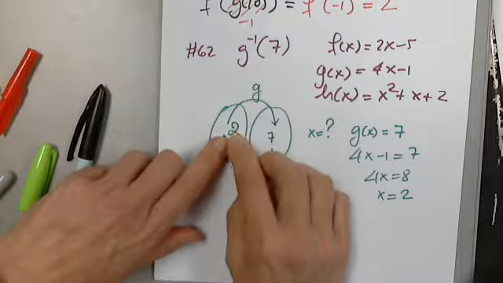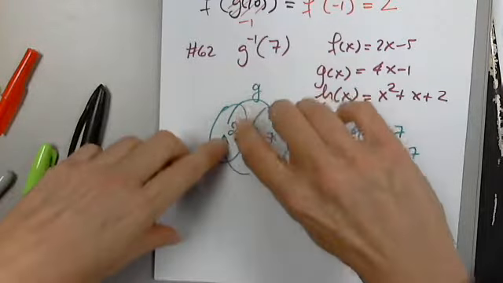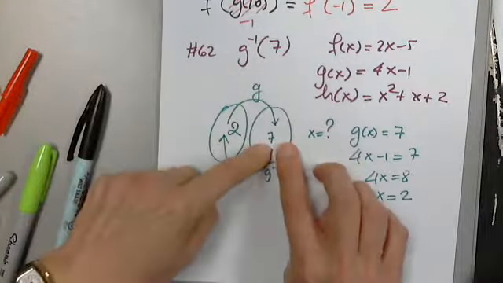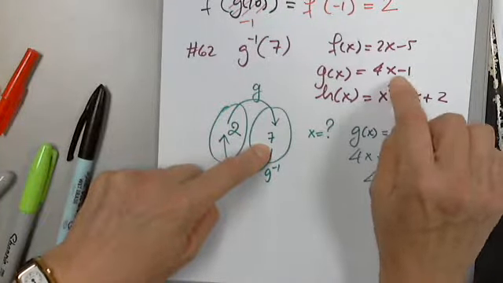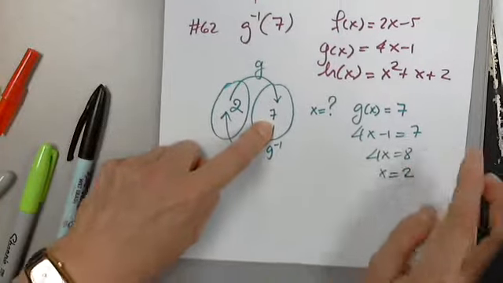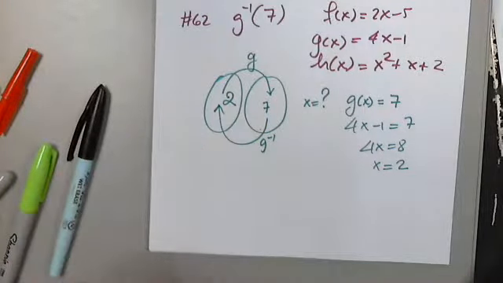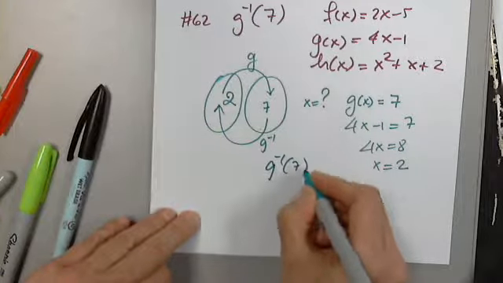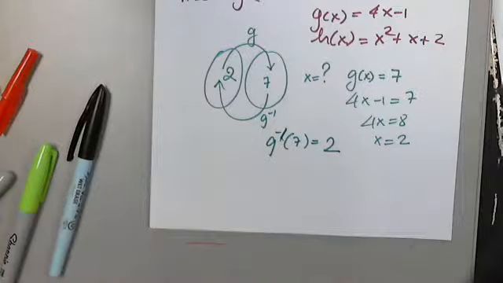How did we determine 2? We said, okay, what should x be so that g of this x is 7? So we have to solve this equation, replacing g of x by its expression, because g of x is a name given to this expression. So then 4x minus 1 is 7. I solve the linear equation. I get x equals 2. So obviously g inverse of 7 then must be 2.